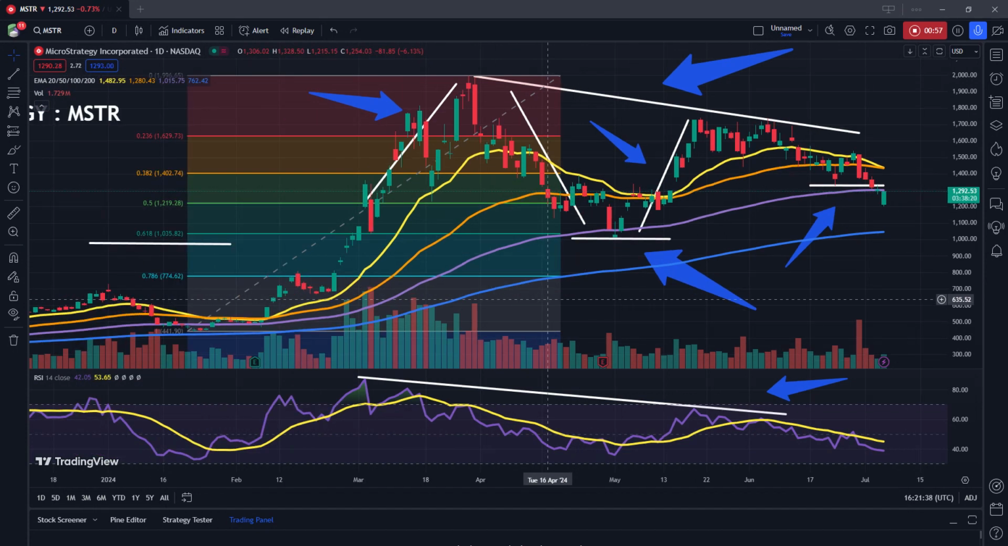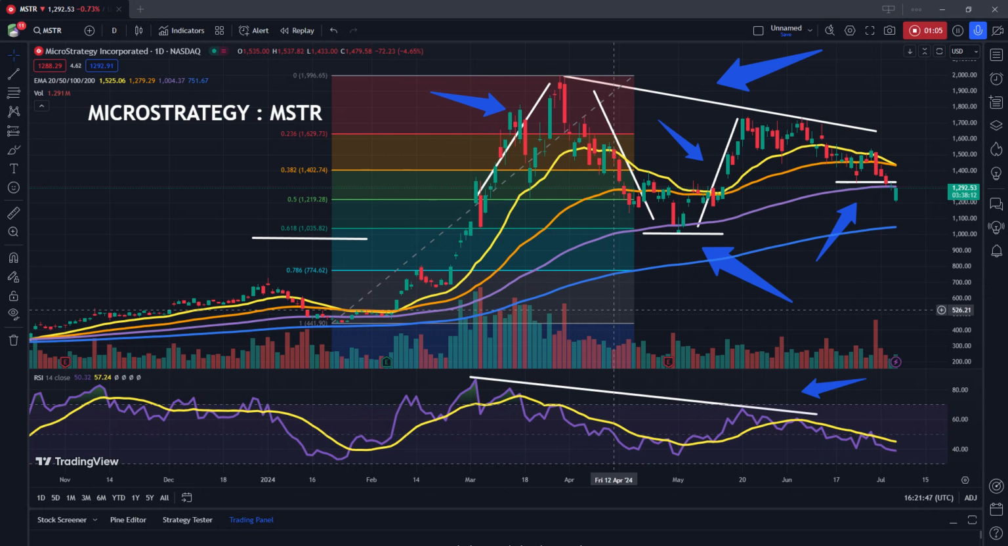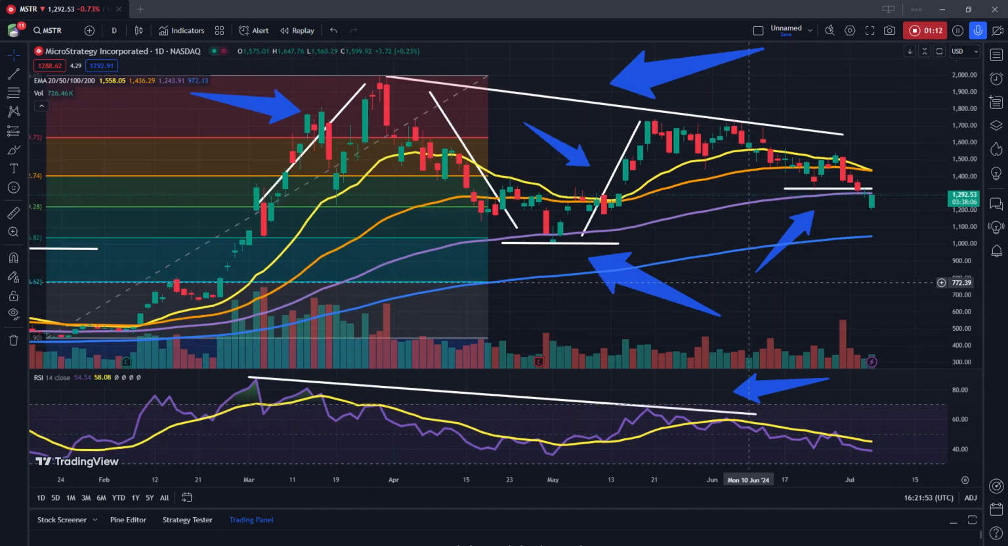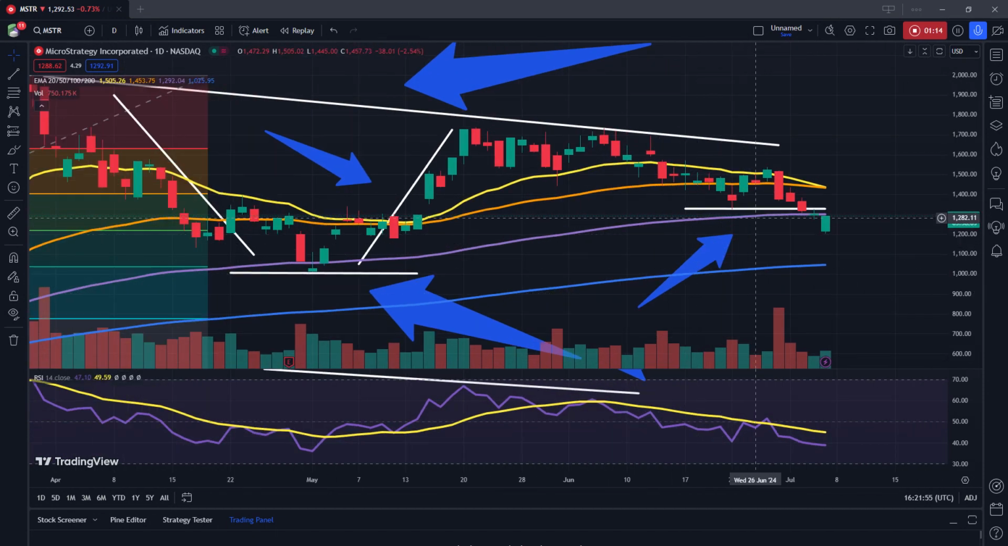I mean, anybody that was long this stock should have exited this position. I've been saying this for quite a while now. I'm sure it's probably getting annoying at this point, but you gotta watch these videos, people. So here we can see that major support levels have now broken in this stock.